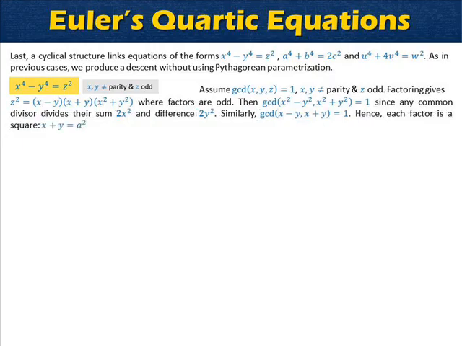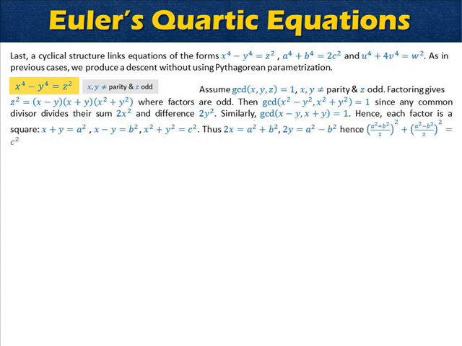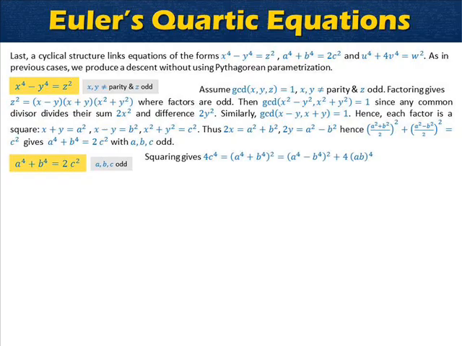We write x plus y as a squared, x minus y as b squared, and x squared plus y squared equals c squared. Thus, 2x equals a squared plus b squared, and 2y equals a squared minus b squared. Hence, substituting in the third equation gives a raised to the fourth plus b raised to the fourth equals twice c squared, with a, b, and c odd. So we have this equation, a raised to the fourth plus b raised to the fourth equals twice c squared. Squaring gives 4 times c raised to the fourth equals the square of a raised to the fourth minus b raised to the fourth, plus 4 times the square of ab.